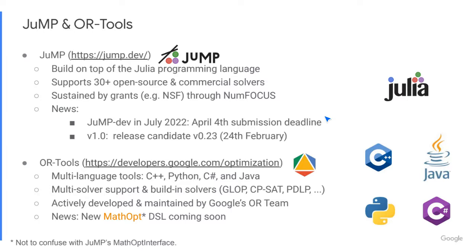And this is actively being maintained and developed and actually used by Google's OR team, so it's also fairly stable. And as I mentioned, PDLP is a solver that was added fairly recently. And the news here is that the modeling language used in OR-Tools was aging a little bit. It was not as friendly as it could be. So what we're working on now is developing a new modeling language called MathOpt that should also be coming soon. I would say in a few months it should be available. And again, it's also open source and free to use.